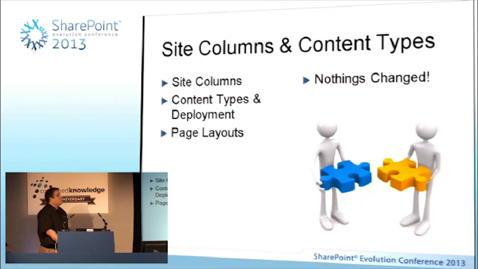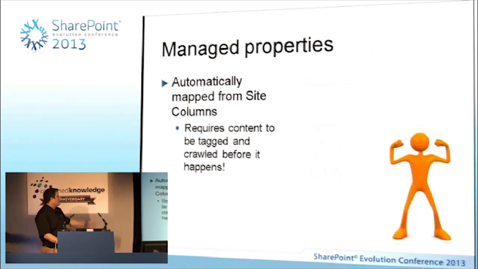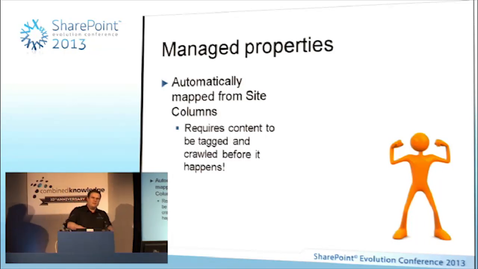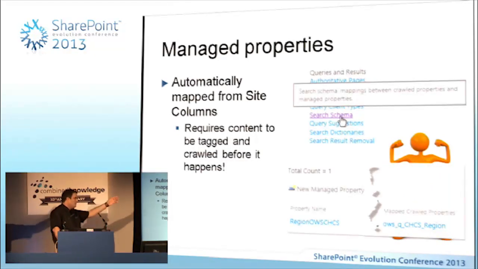So the first part of our build, site columns, content types, deployment, page layout, nothing's changed. These are all the same for us. Our managed properties, well, we don't need to go and do this now. So I don't need to go in and do my crawl and then go in and create these managed properties. We just need to crawl the content. But it must be tagged and crawled, again, before these will appear. If you add a site column and then you don't tag anything in it, the crawler doesn't know it's there. So again, we've seen that one before.